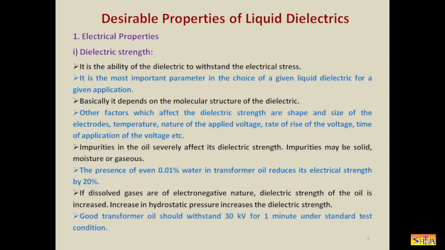Good transformer oil should withstand 30 kV for 1 minute under standard test condition. Now this standard test procedure I will explain afterwards.